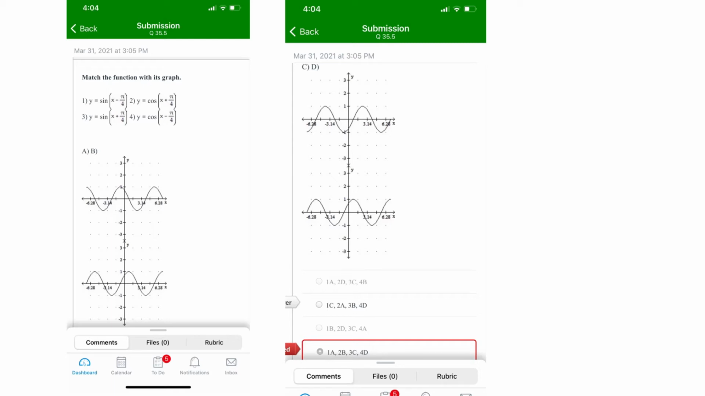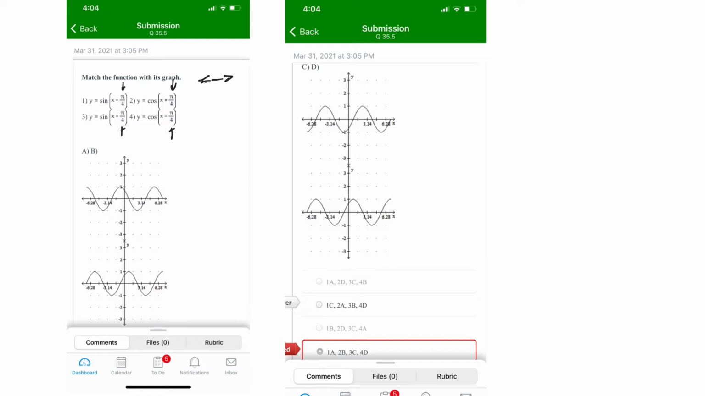Here's a question where you're asked to identify the sine graph or the transformations of the sine graph. So I take a look at this first one, where I've got a C transformation. C, C, they're all C's. So I'm either moving the graph right or moving it left, one of the two.